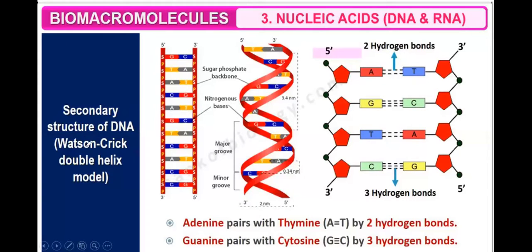In the double helix model of DNA, adenine pairs with thymine by 2 hydrogen bonds. So this is adenine, always paired with thymine, with formation of 2 hydrogen bonds. Guanine pairs with cytosine, and there are 3 hydrogen bonds. So adenine with thymine, 2 hydrogen bonds. Guanine with cytosine, 3 hydrogen bonds. Thymine pairs with adenine, 2 hydrogen bonds. Cytosine pairs with guanine, 3 hydrogen bonds.